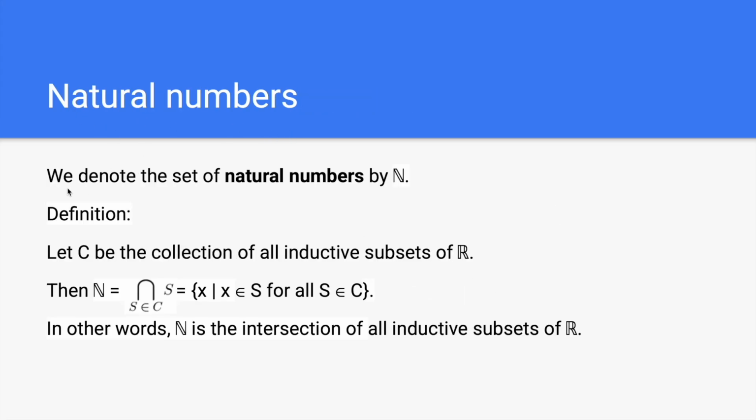Natural numbers. We denote the set of natural numbers by N. Definition: let C be the collection of all inductive subsets of R. Then N is equal to the intersection of the elements of C, which is equal to the set containing all x such that x belongs to S for all S belonging to C. In other words, N is the intersection of all inductive subsets of R.